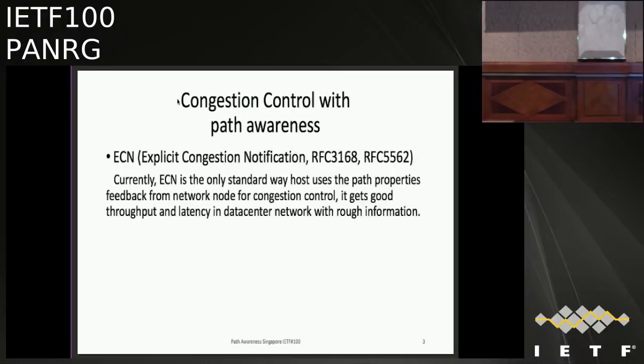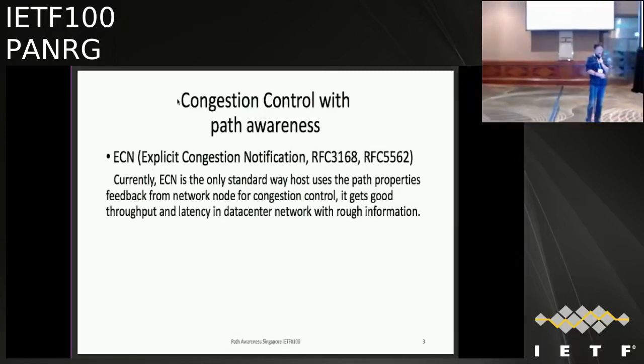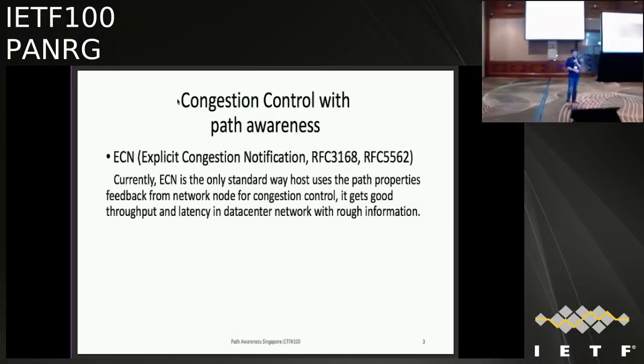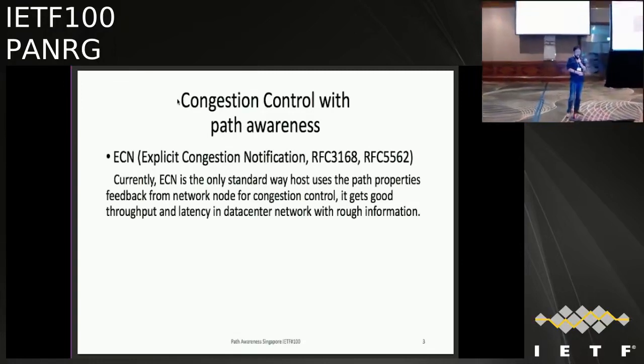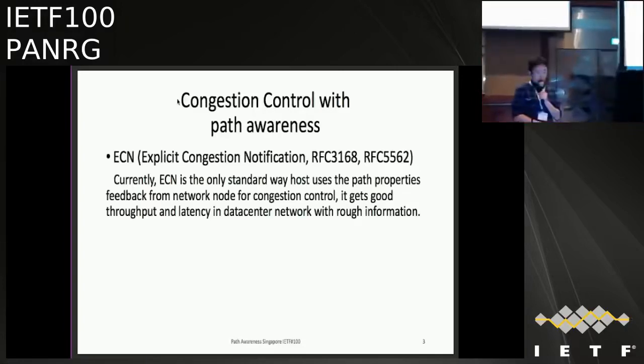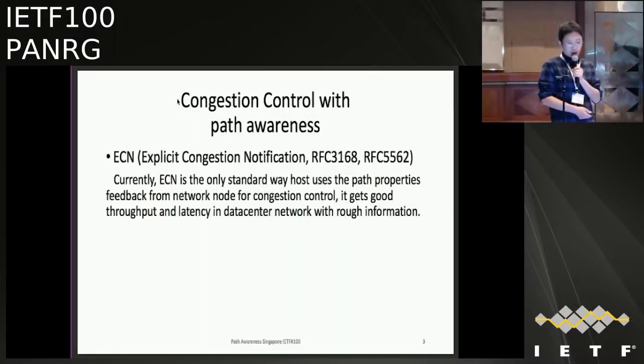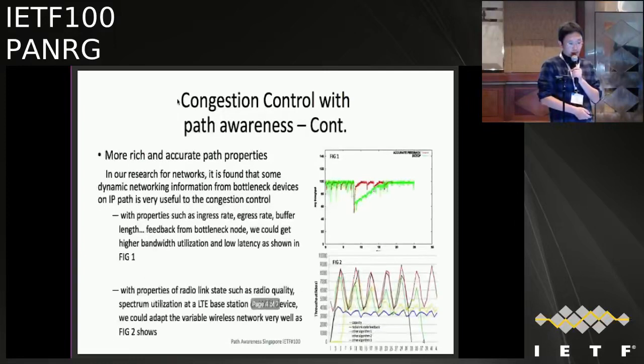Then congestion control with path awareness. ECN, explicit congestion notification. Currently, ECN is the only standard way a host uses path properties feedback from a network node for congestion control. It gets good throughput and latency in data center networks with rough information. We want more rich and accurate path properties.